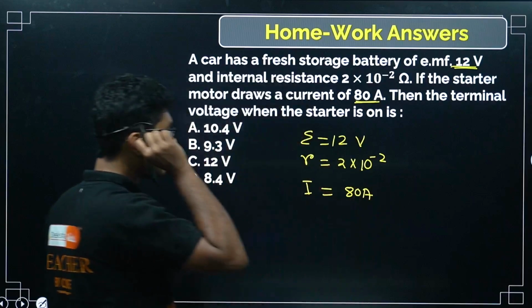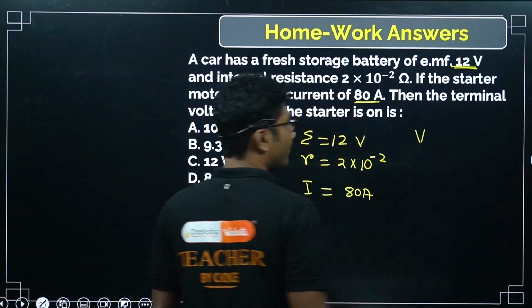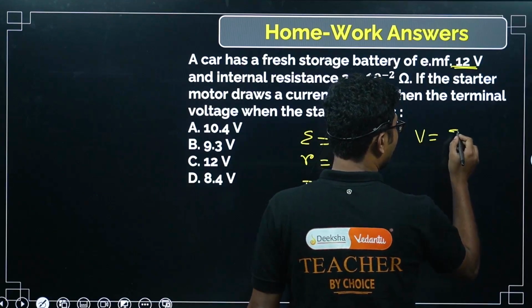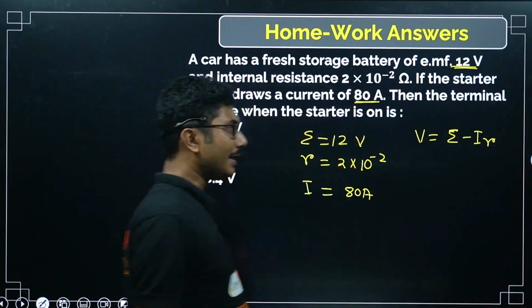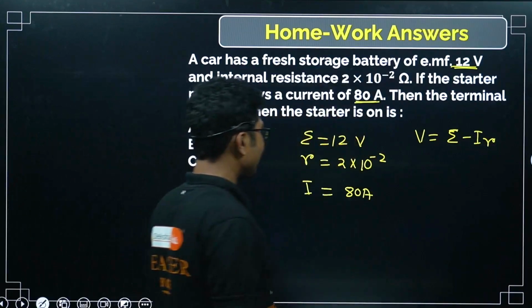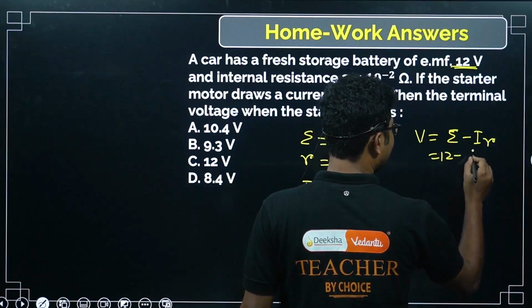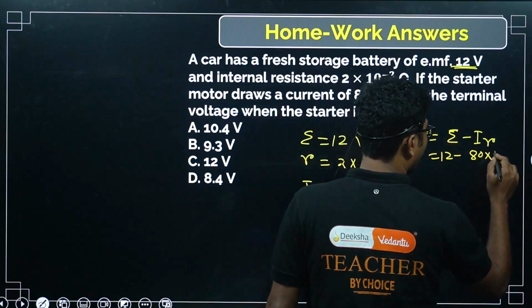What have they asked you? They have asked you to find V. Now we know that V is basically epsilon minus IR, right? We already learned that formula. So we simply use that value: 12 minus I, which is 80, times R, which is 2 times 10 to the power of minus 2.